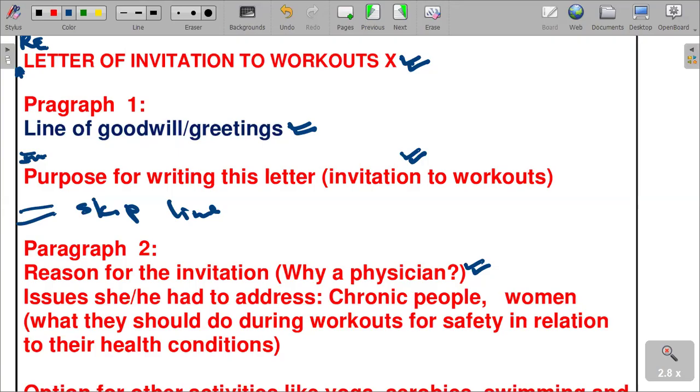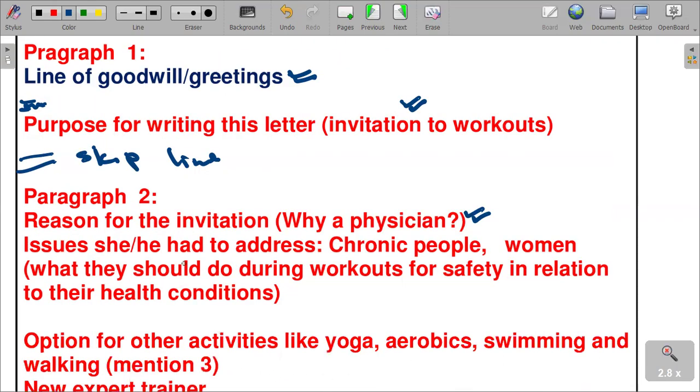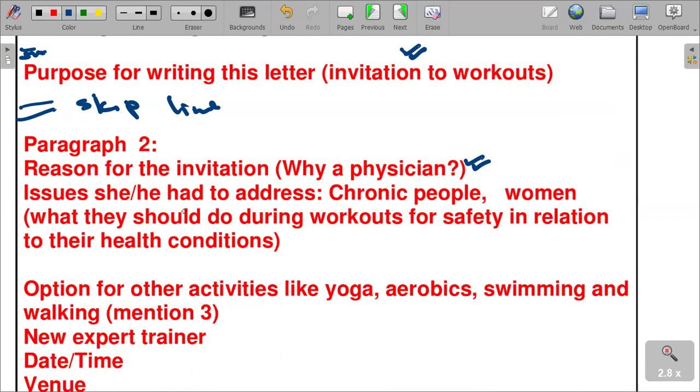So you are trying to demystify the reasons for the resistance of specific groups of people not to do workouts. So you are giving those reasons. Therefore, you are addressing the professional, so they know what they have to come and talk about in relation to health issues.